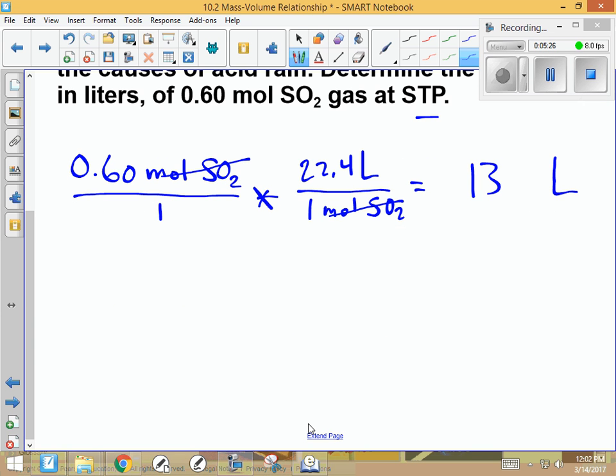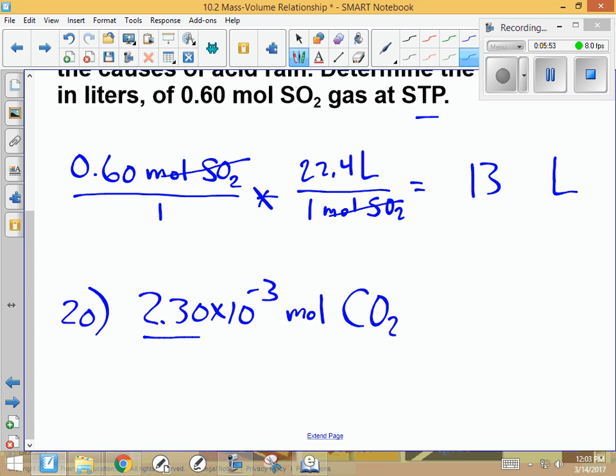Okay, I'm also going to work an example, problem 20 in the book. I'm just going to do A, though. What is the volume of the following gases at standard temperatures and pressures? And the first is 3.20 times 10 to the negative third moles of CO2. And they want me to tell them the volume in liters.